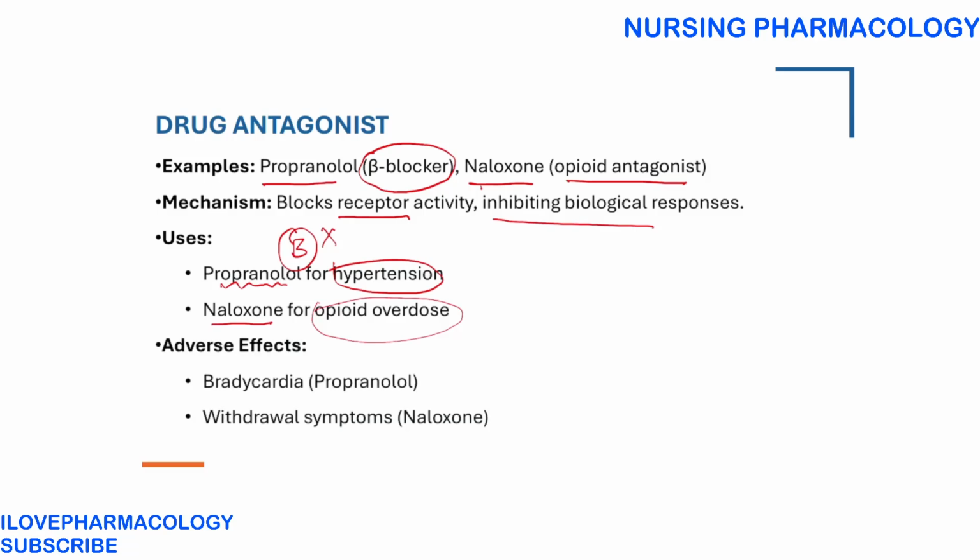The side effect with propranolol is, since it inhibits the beta activities, it inhibits the beta 1 receptor in the heart, and being non-selective it blocks both beta 1 as well as beta 2. It can cause bradycardia, a decrease in the heart rate, as well as bronchoconstriction. So it should not be given in case of asthma. The contraindication for use of propranolol is bronchial asthma. Withdrawal symptoms can be seen with the use of naloxone.